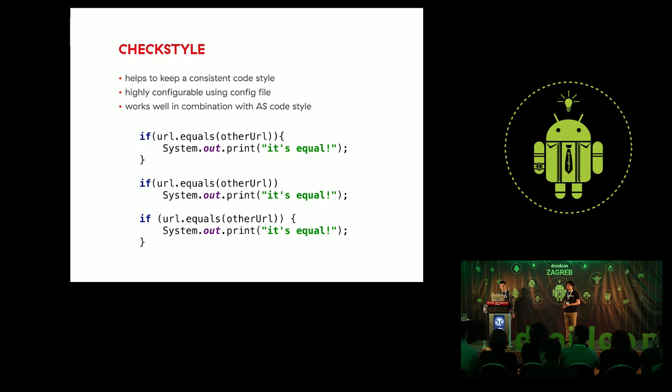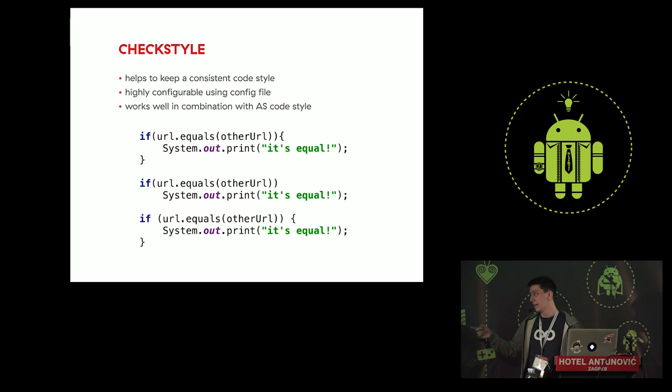So we use Checkstyle, which is very configurable through an XML file. You can also set it up so it works very similar to your Android Studio code style. So when you press reformat code in Android Studio, it's automatically like it should be according to your Checkstyle. At the bottom, there are three code snippets which do the same thing, in slightly different formats. Only the last one will pass the validation with our Checkstyle configuration.